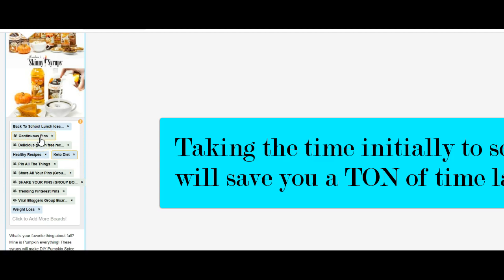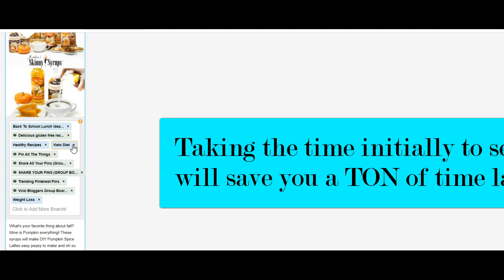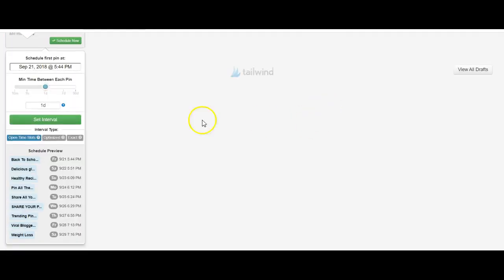So you have a couple choices here. If you know your board rules and they allow duplicate pins, or it's been some time since you pinned to that board, you're probably okay to go ahead and repin it. However, I'm going to go ahead and remove them because I know I just freshly did this, so I don't want to spam those boards with this pin. And then we're going to go ahead and click on Use Interval. I'm going to go Optimized.